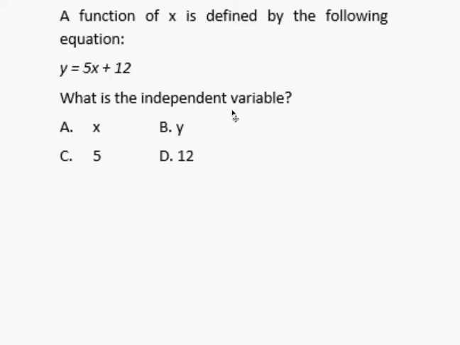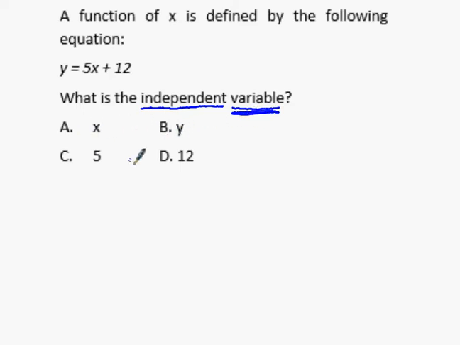All right, so we have another question here. It says a function of x is defined by the following equation, y equals 5x plus 12. And it's asking us to determine which object or term in this equation is the independent variable. Well, when we're talking about variables, almost every variable I've ever seen has been a letter.